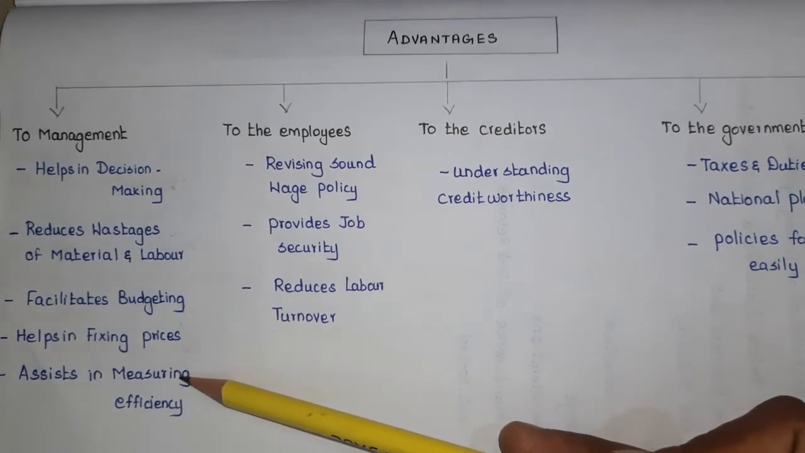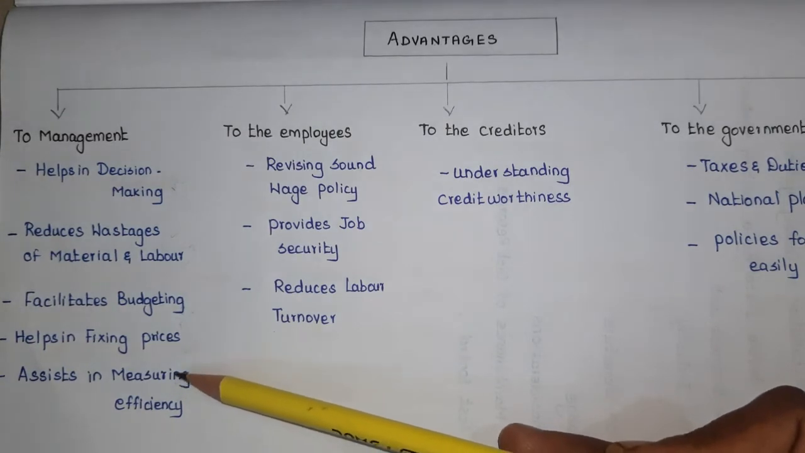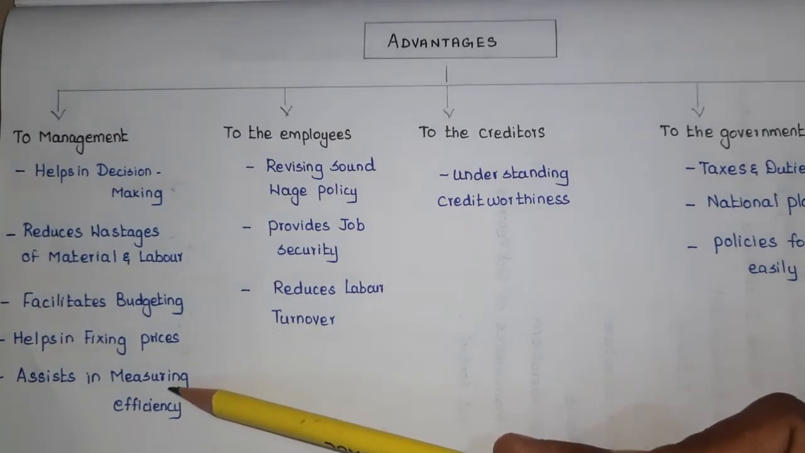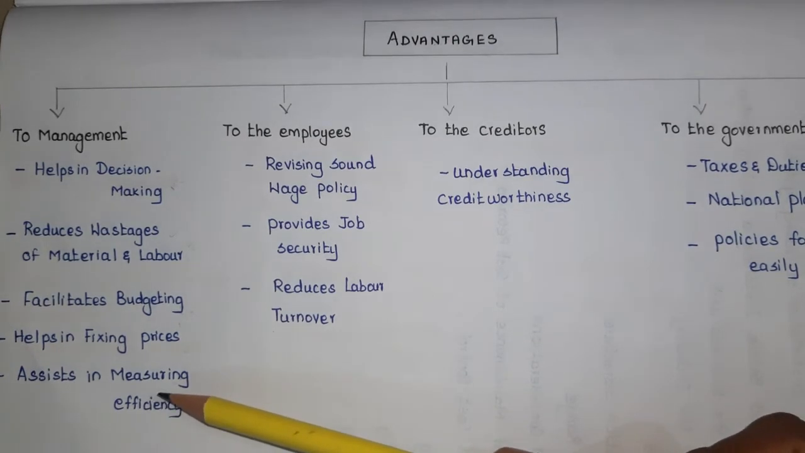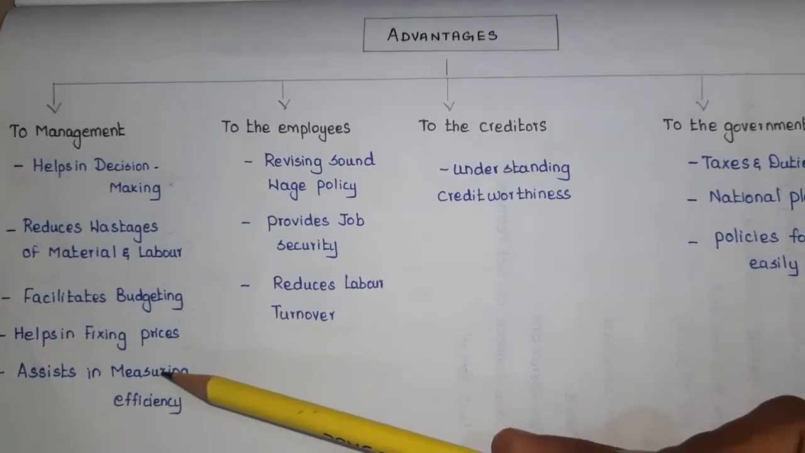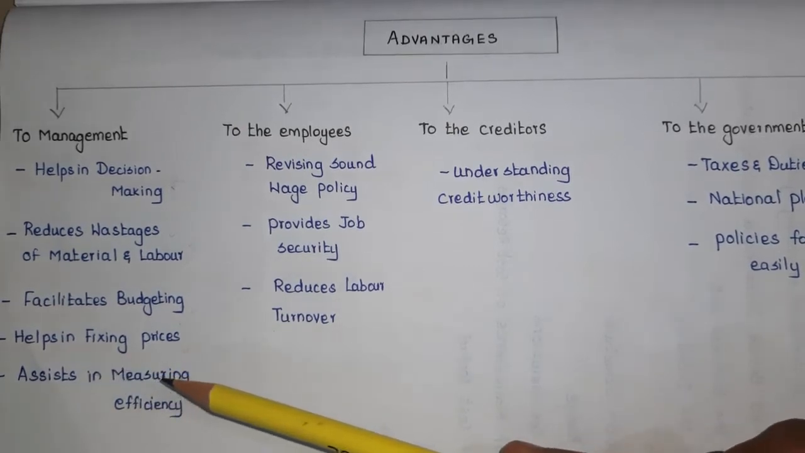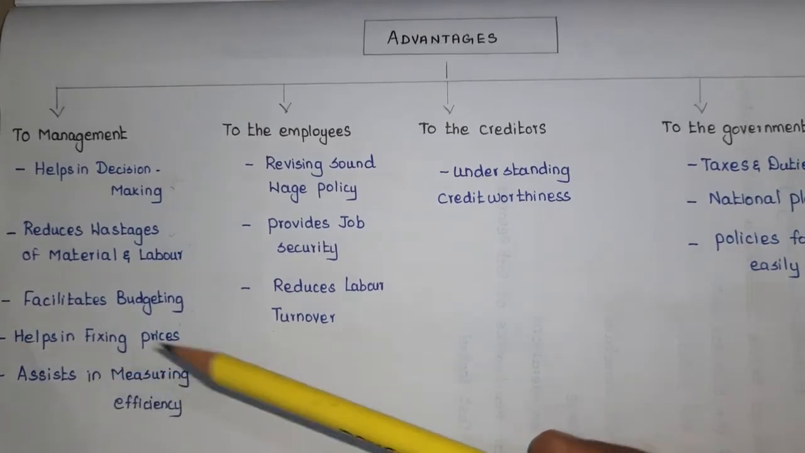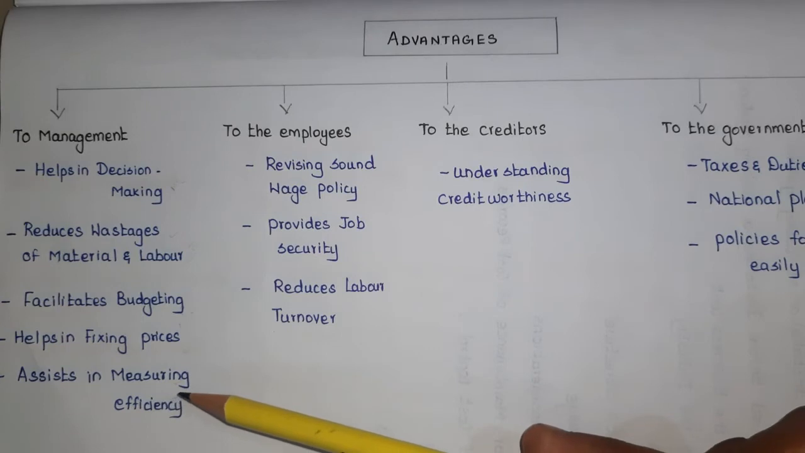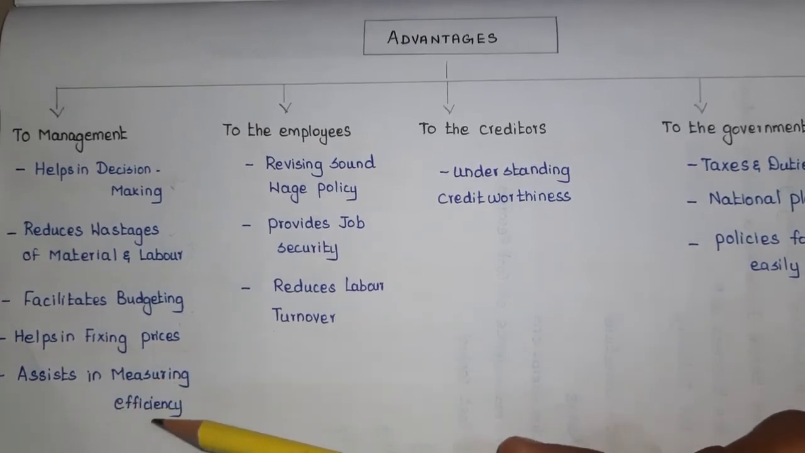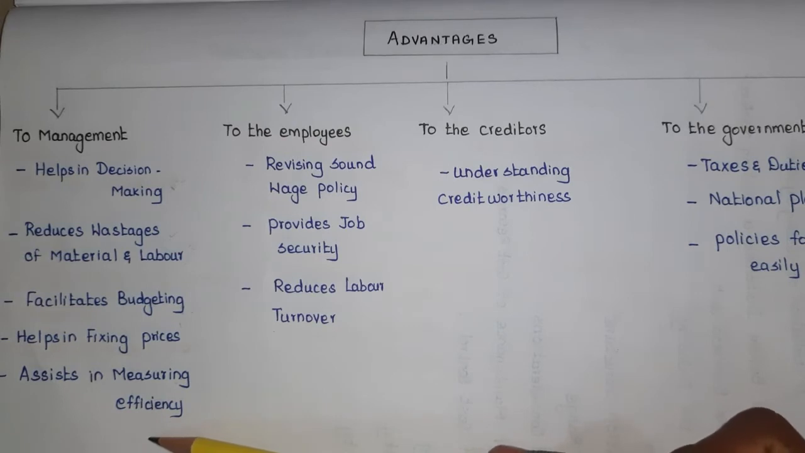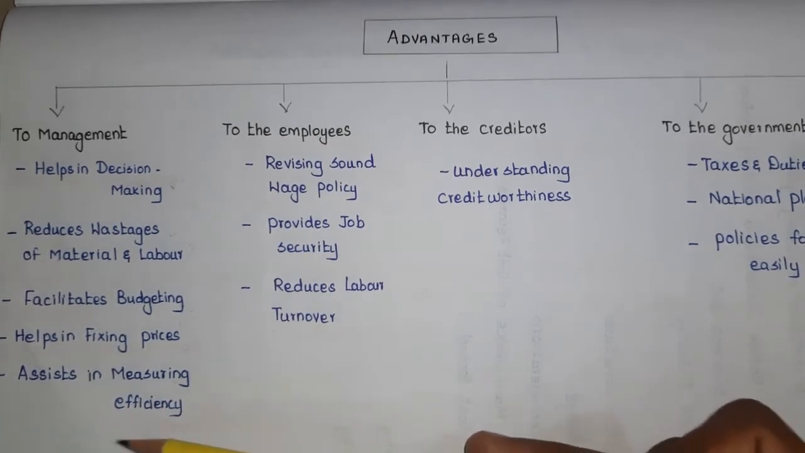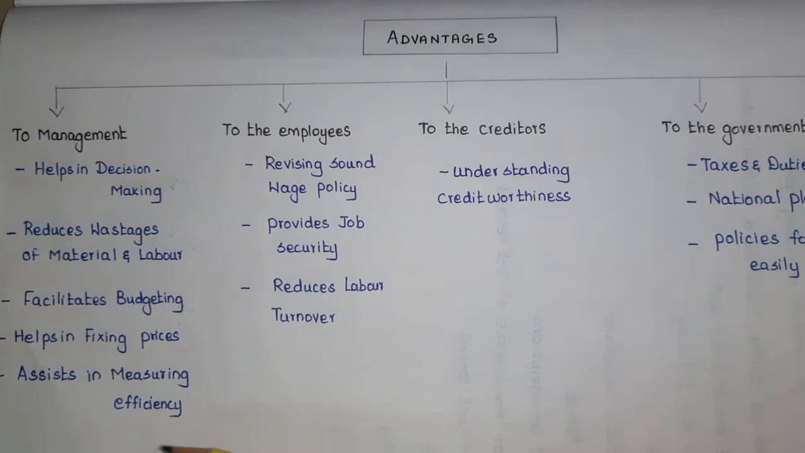The last point in advantages to the management is assists in measuring efficiency. Cost accounting fixes standards for each and every element of cost like material, labor and other expenses, with the intention to compare those costs with the actuals after they have been incurred. It enables the management to find out the variations between the standards and actuals, whether favorable or unfavorable, which will guide the management to find out the reason for variations and also improve performance.